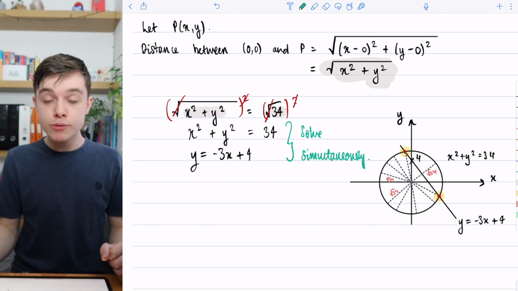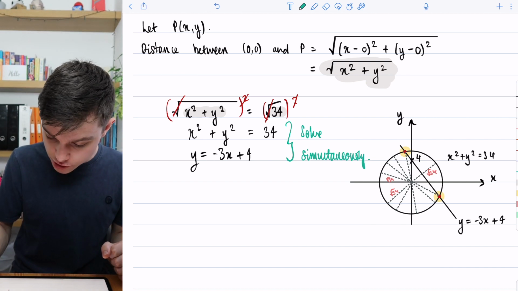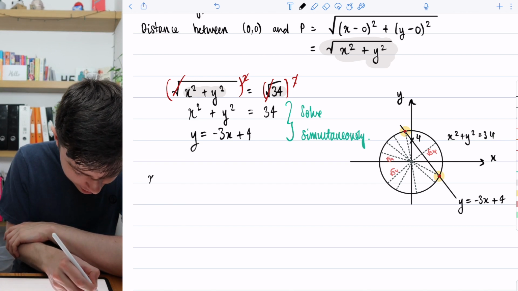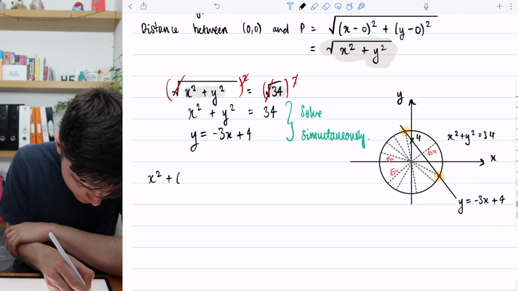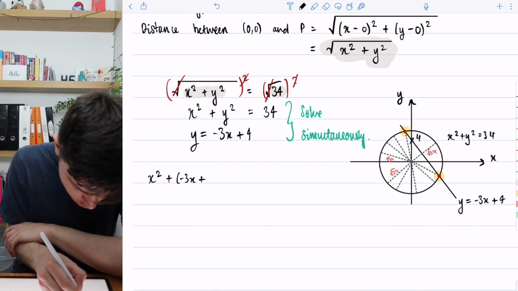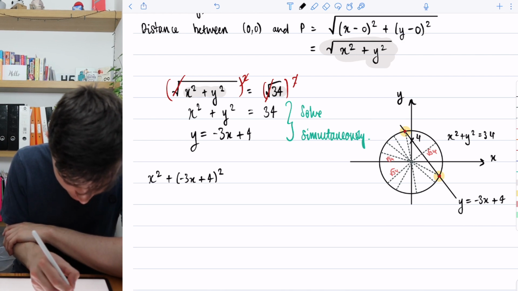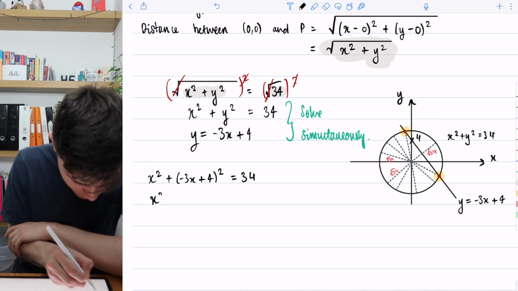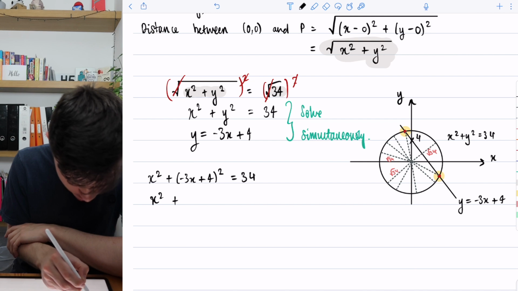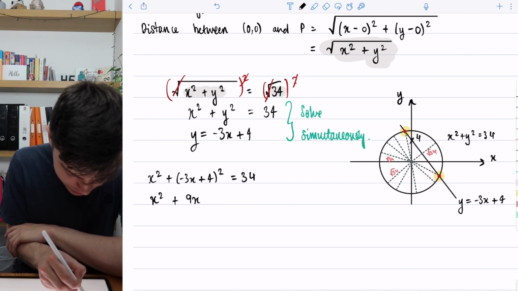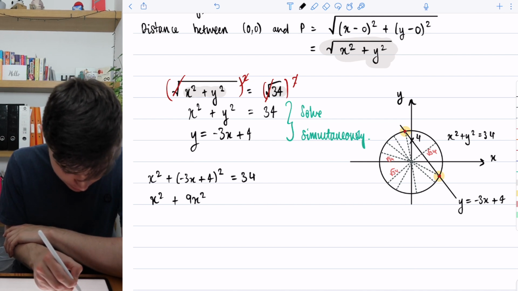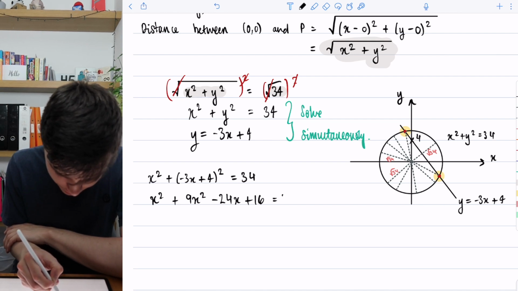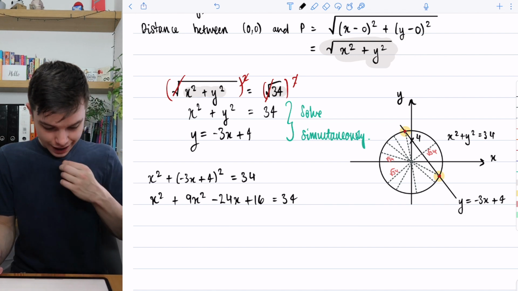So I'm going to solve, I'll write it in green, I'm going to solve simultaneously. To do that, I'm just going to substitute in the equation of the straight line into the quadratic. We'll have x squared plus (minus 3x plus 4) squared is equal to 34. And then we will have x squared plus, I'm going to try and do this in my head, 9x squared, minus 24x plus 16 is equal to 34, I think.